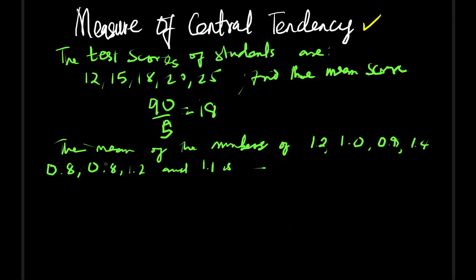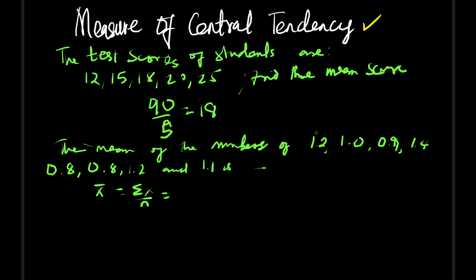That's what they're asking. So just construct your mean formula, which is sigma x over n. And of course, what you need to do is to add all these numbers. 1.2 plus 1.0 plus 0.9 plus 1.4 plus 0.8 plus 0.8 plus 1.2, and this one 1.1. Please include this last number. If you add up all the numbers, this is how we do it real quick without bothering the calculator.